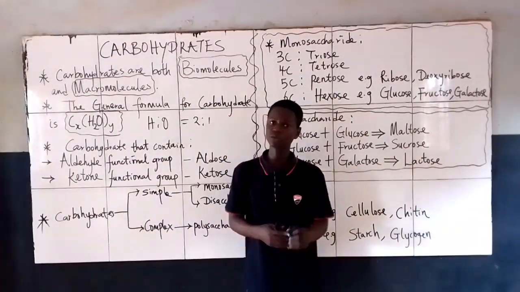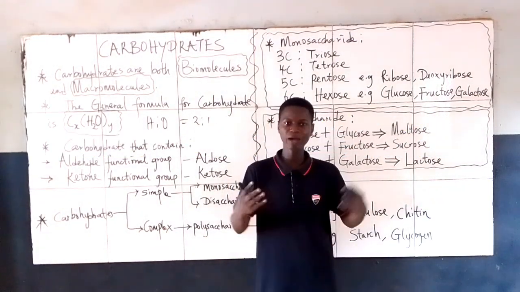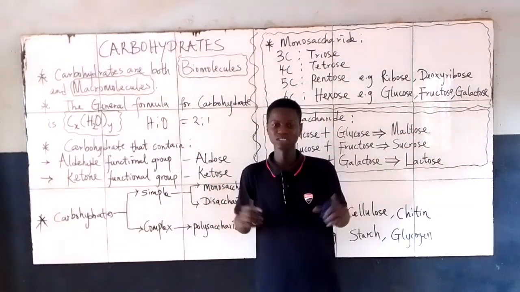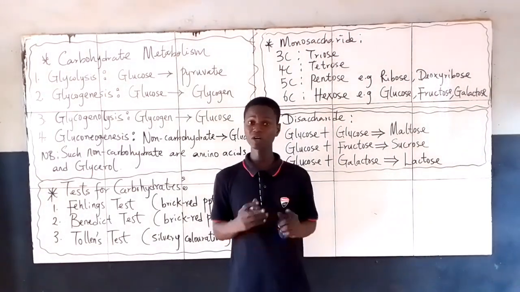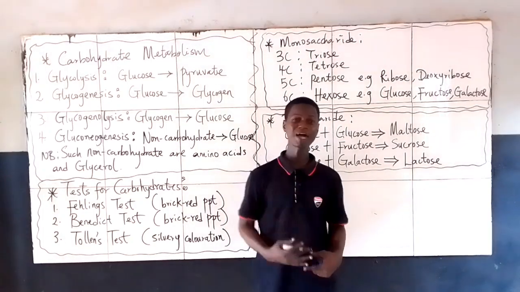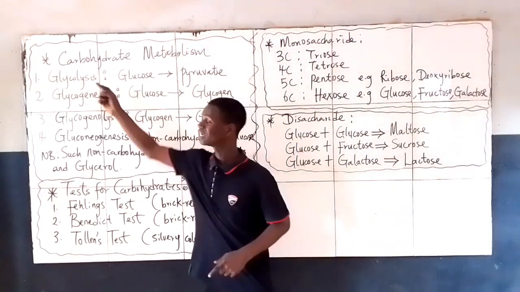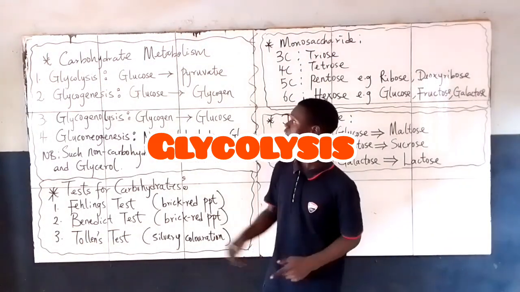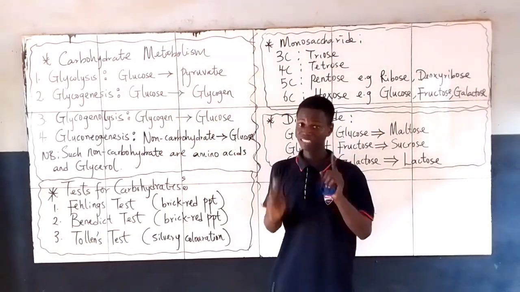Now we know this. Let's quickly look at carbohydrate metabolism, the different pathways by which carbohydrate is metabolized in the body. Let's get to that now. Alright guys, back. Now we shall be talking about carbohydrate metabolism, the different pathways by which carbohydrate is being metabolized in the body. The first one is called glycolysis, and this is simply the breaking down of glucose into pyruvate. Take note of that.